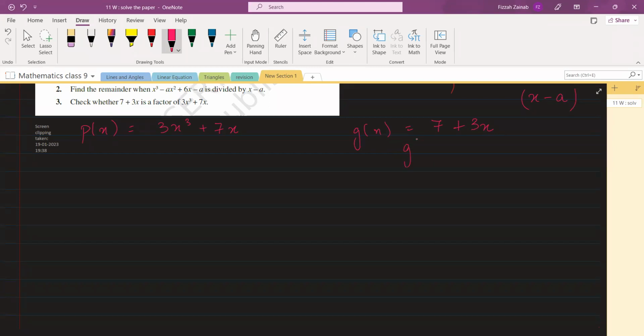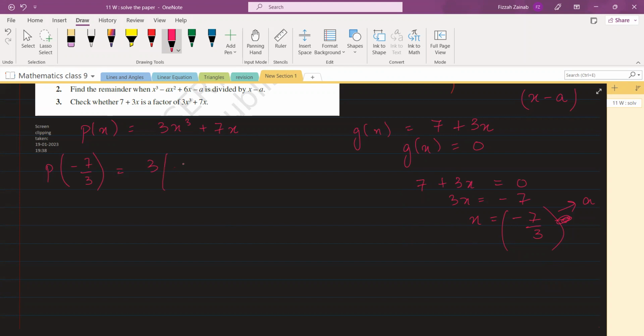So what you do is put your g(x) equal to 0, so you will get the value of x. That is your a. Is that clear? So you do 7 plus 3x is equal to 0. So 3x is minus 7 and x is minus 7 divided by 3. So this is what we call a. Clear? Now we check the value of the polynomial at this number, minus 7 by 3.